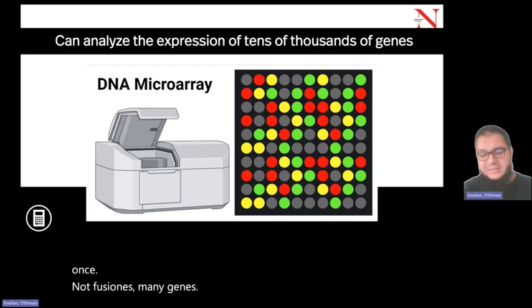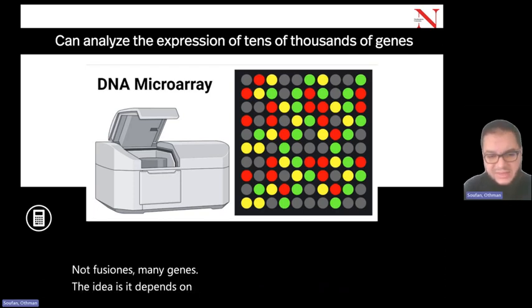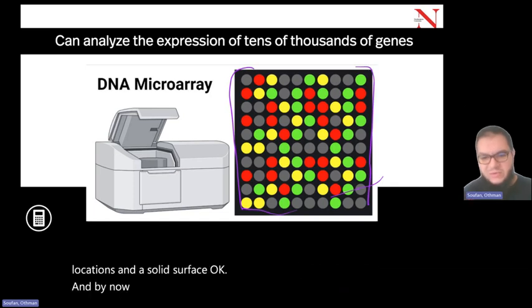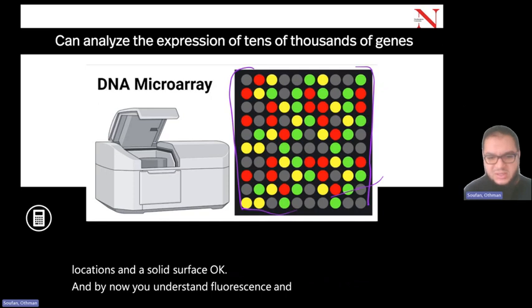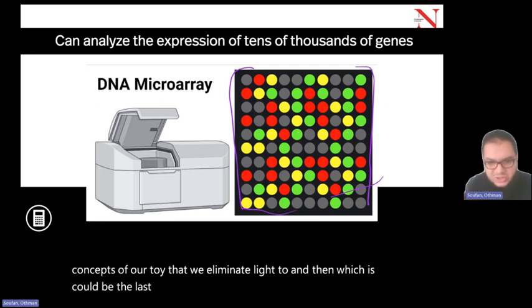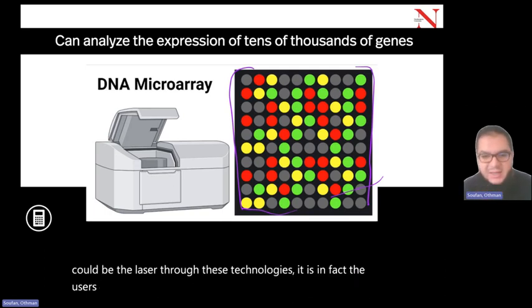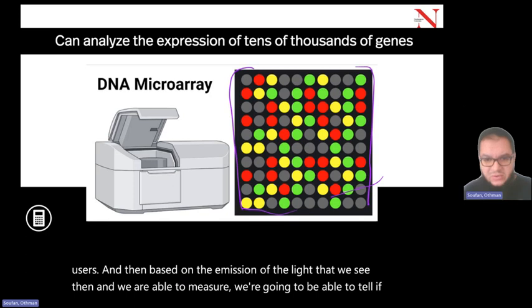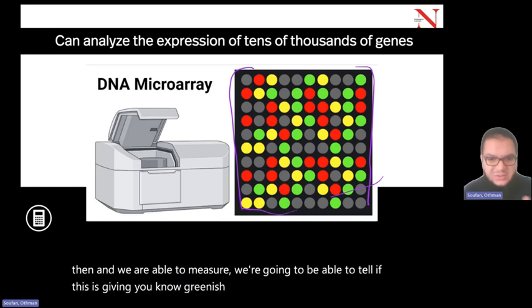The idea depends on placing thousands of genes in known locations on a solid surface, okay? And by now you understand fluorescence and fluorophores, these concepts of our toy that we illuminate with light, which could be the laser through these technologies. It is in fact lasers, and based on the emission of the light that we see, we are able to tell if this is greenish, reddish, yellowish, what kind of differences we are being told.